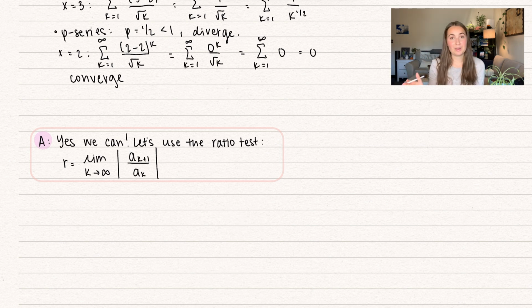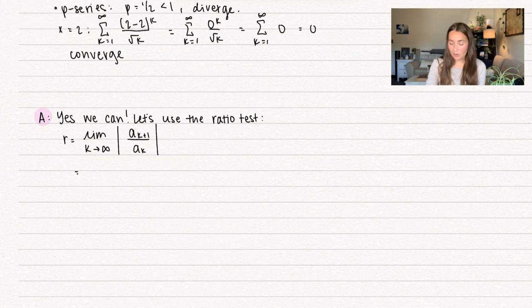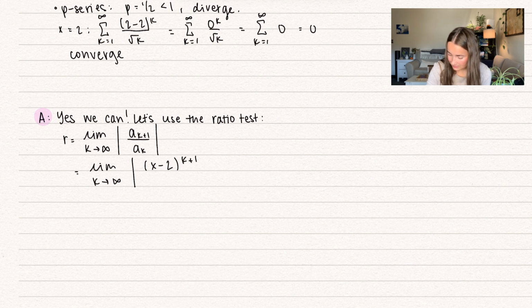So, a reminder of the ratio test: we have r equal to the limit as k approaches infinity of the absolute value of a sub k plus 1 divided by a sub k. So let's go ahead and plug this in. We have the limit as k approaches infinity of, first I'm going to write a sub k plus 1. So we get (x minus 2) to the k plus 1 divided by the square root of k plus 1.